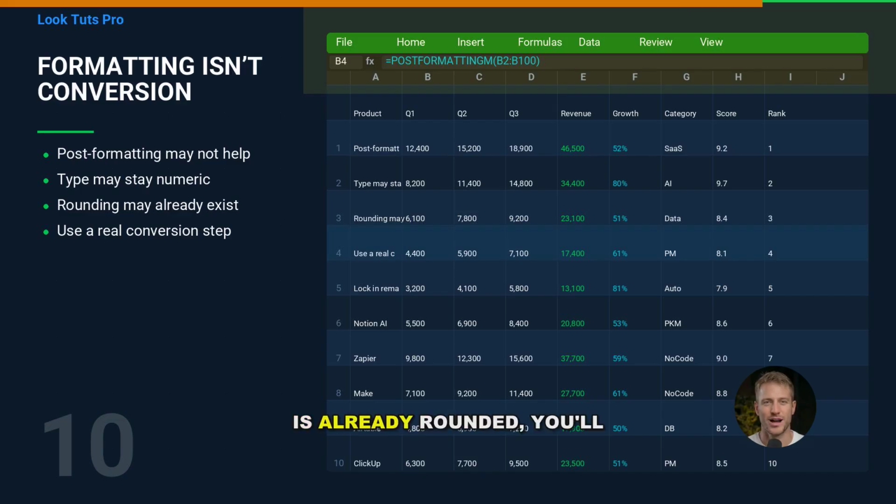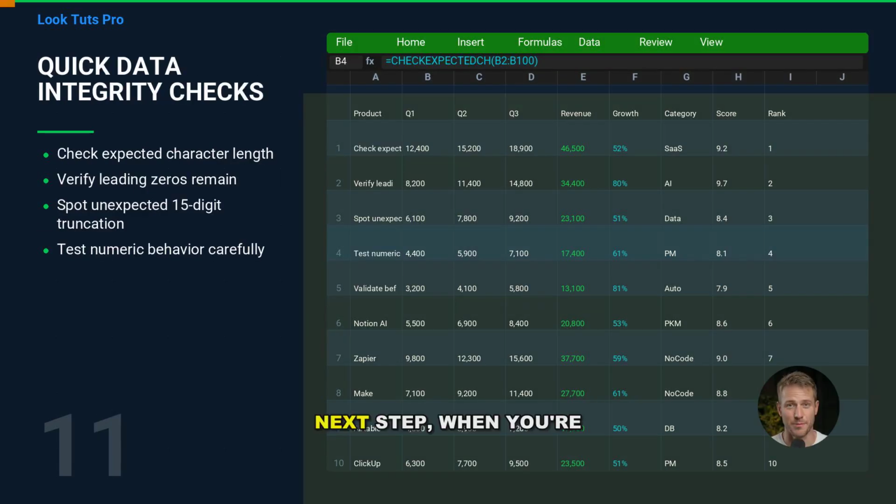The important part is that you're generating a text string from the current value. If the value is already rounded, you'll get the rounded digits, not the original. So conversion is not a time machine, it's a way to lock in what you still have. Next step. When you're cleaning up a dataset, you also want quick checks to confirm what you're dealing with. One simple check is length.